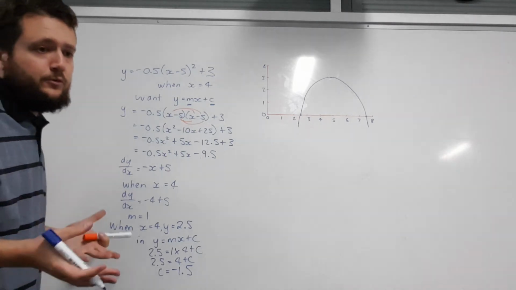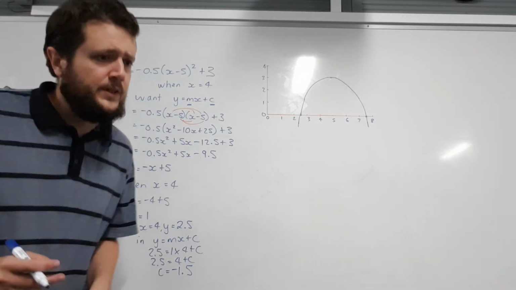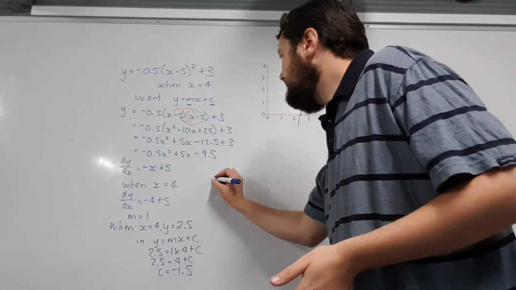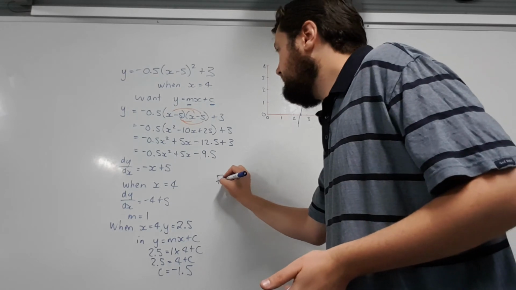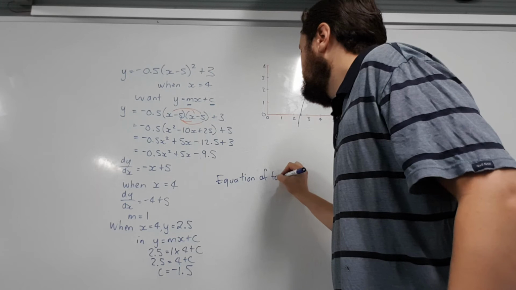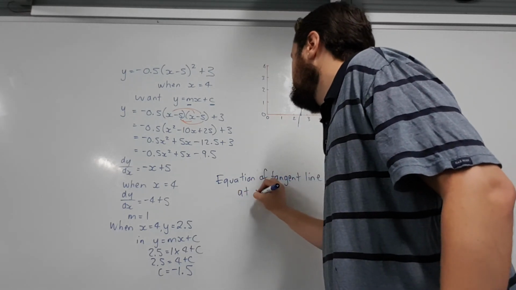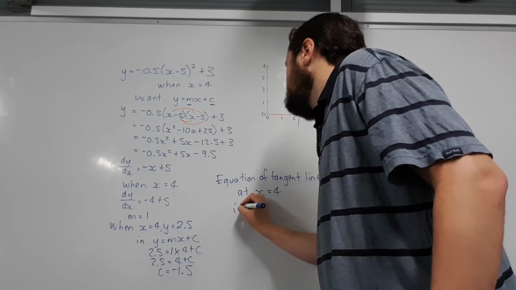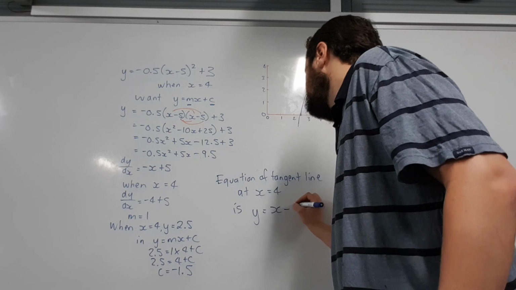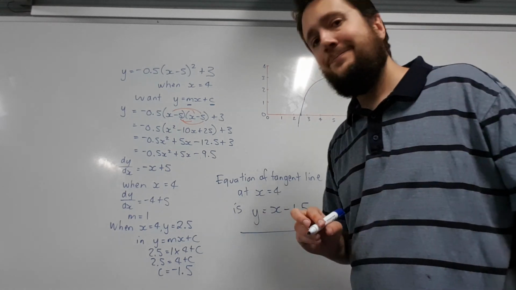Remember, we always have to look back to our question and make sure we answer it. It wanted the equation of the tangent of the function. We now have m, we now have c. We can say the equation of the tangent line at x equals 4 is y equals 1x, which is just x, take 1.5. Woohoo!